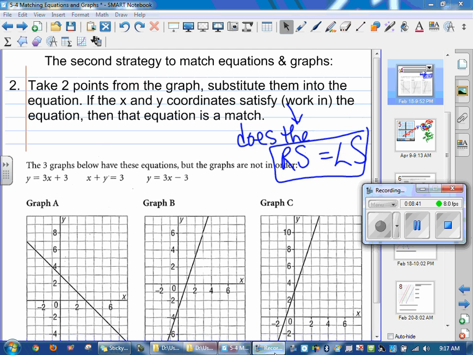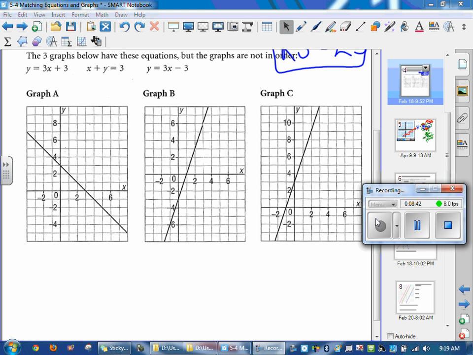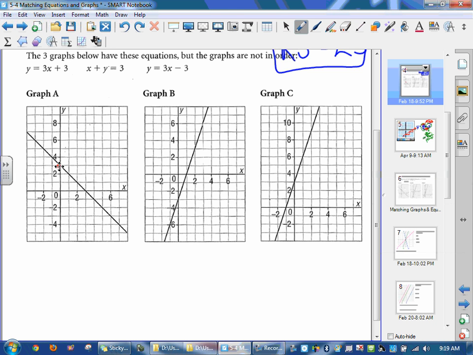So we need to match these graphs. We're going to do it by strategy 1, then we're going to do it by strategy 2. Okay? Actually, we're going to use strategy 2 first. Strategy 2 says pick a point and see if it matches your graph. So I'm going to pick this point right here. Okay? That point is where? What would I call that point? It needs to have an x and y number. What would that x, y number be there?